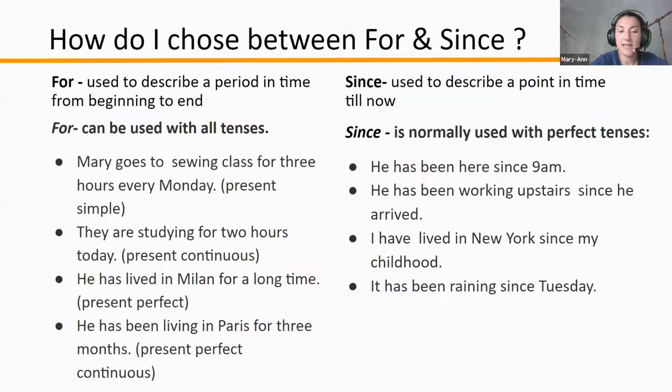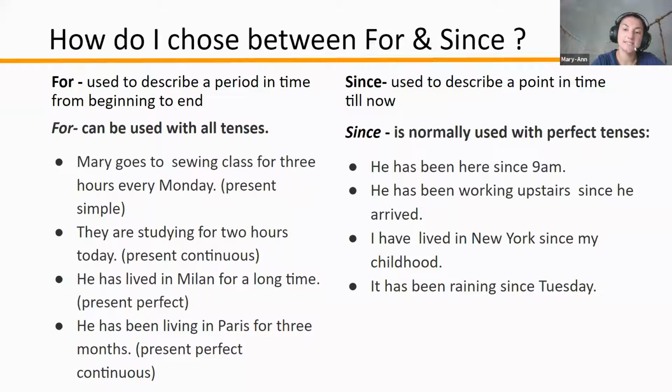He has lived in Milan for a long time. The present perfect. This is the one that you guys all practiced brilliantly just a second ago. And he has been living in Paris for 3 months. Present perfect continuous. Another one that you guys also used just now. But the other key thing to remember is for is for a period of time. So there is a start and an end.